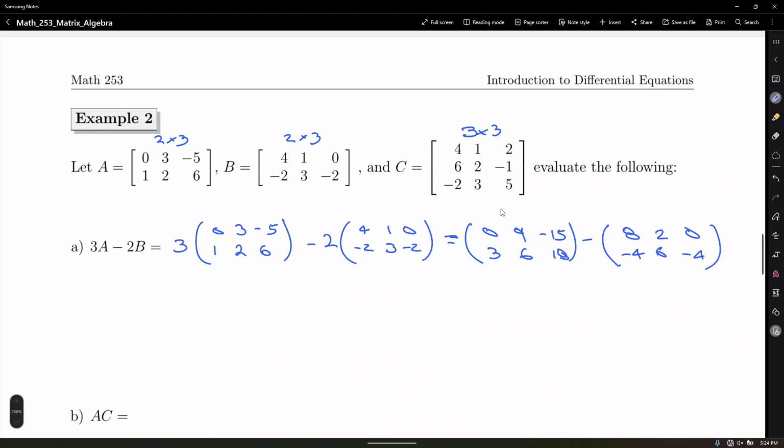And finally, we will combine the two matrices together entry by entry. Like in this case, element 1,1 with 1,1, 1,2 with 1,2, 1,3 with 1,3.